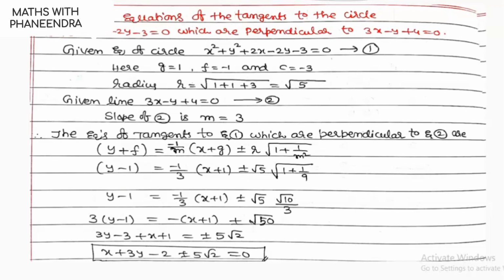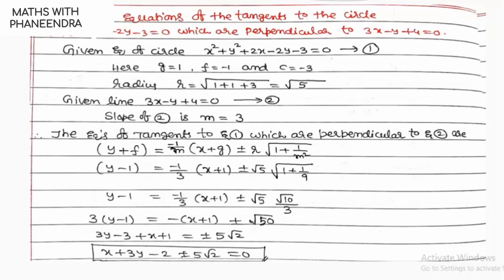Given line 3x minus y plus 4 equal to 0. So find the slope of this line, minus a by b, minus 3 by minus 1. Therefore the minus signs get cancelled. m is equal to 3. But here the question is the equations of tangents to equation 1 which are perpendicular to equation 2. Perpendicular means wherever m is there, you have to replace it with minus 1 by m. If the line slope is m, the perpendicular slope is obviously minus 1 by m.